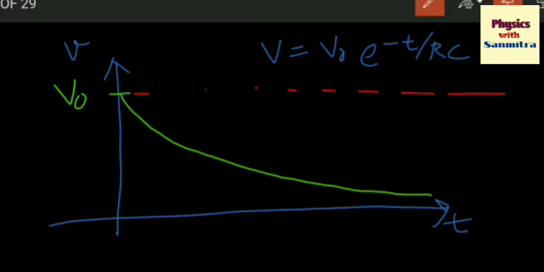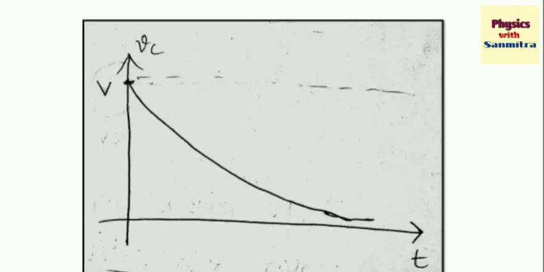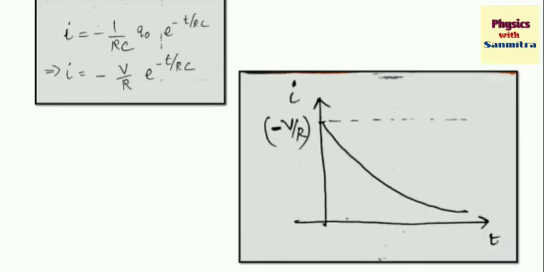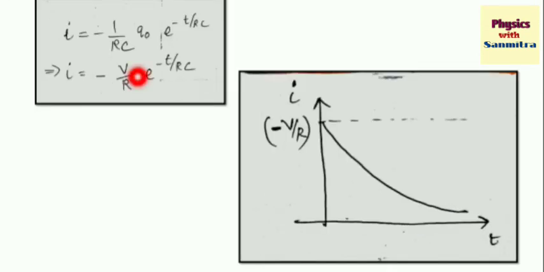Now just understand one thing here. This is the curve. Now let's draw the current also. Current, how will the current come out to be? Current is 1 by RC Q naught e to the power minus t by RC.